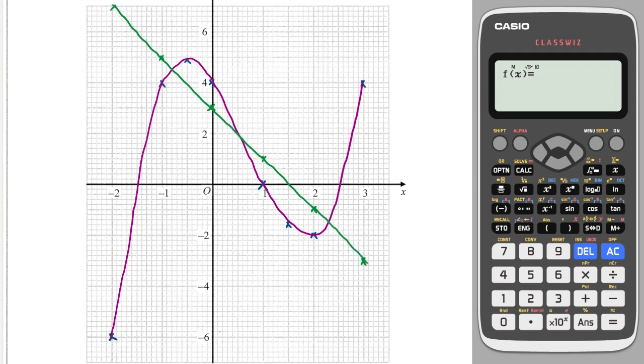And the x coordinates where they intersect are minus 0.8, let's call that one, 0.5, and let's go up here and call that one 2.3. And we're done.